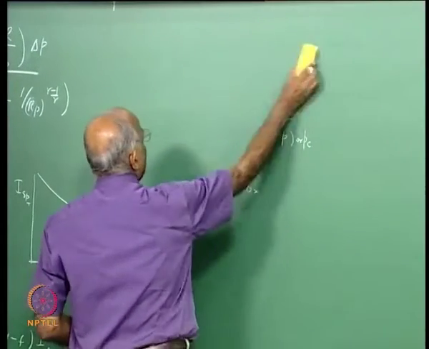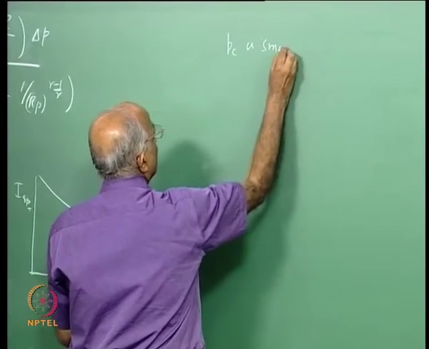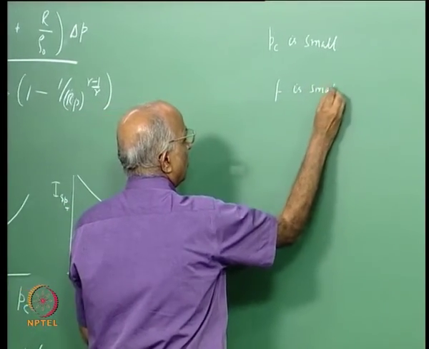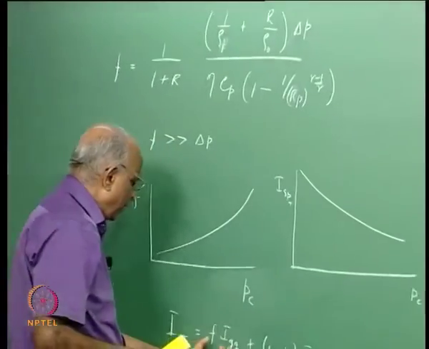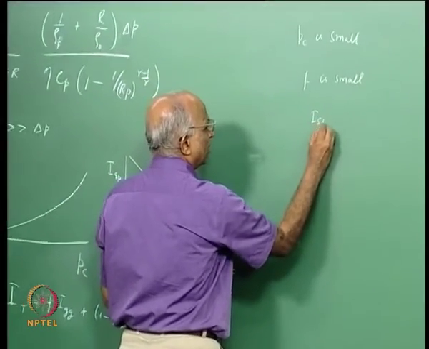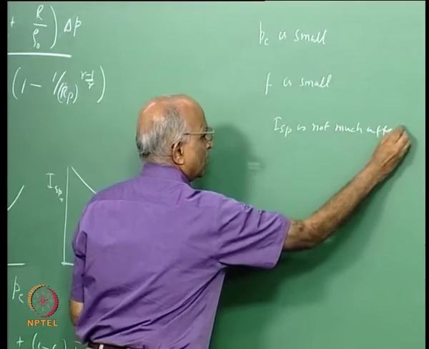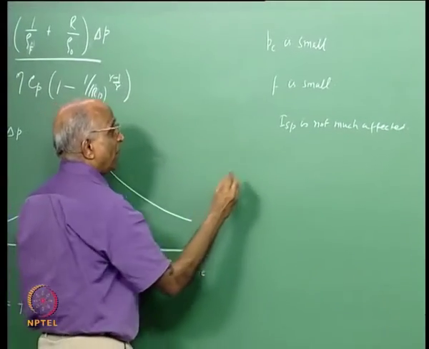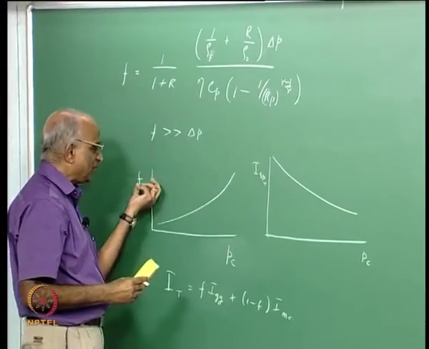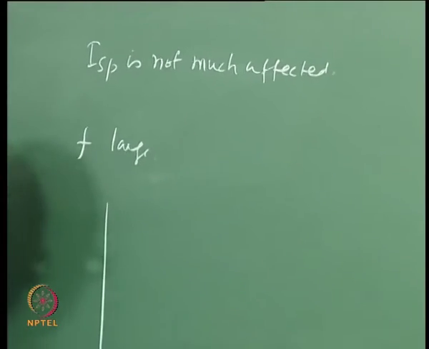The implication is, if my chamber pressure is small, then what do I find? My F is small. If F is small, I don't really waste so much, and therefore my ISP is not much affected. Whereas if F is going to be large, I am unnecessarily pumping so much fuel into the gas generator that my net ISP comes down.